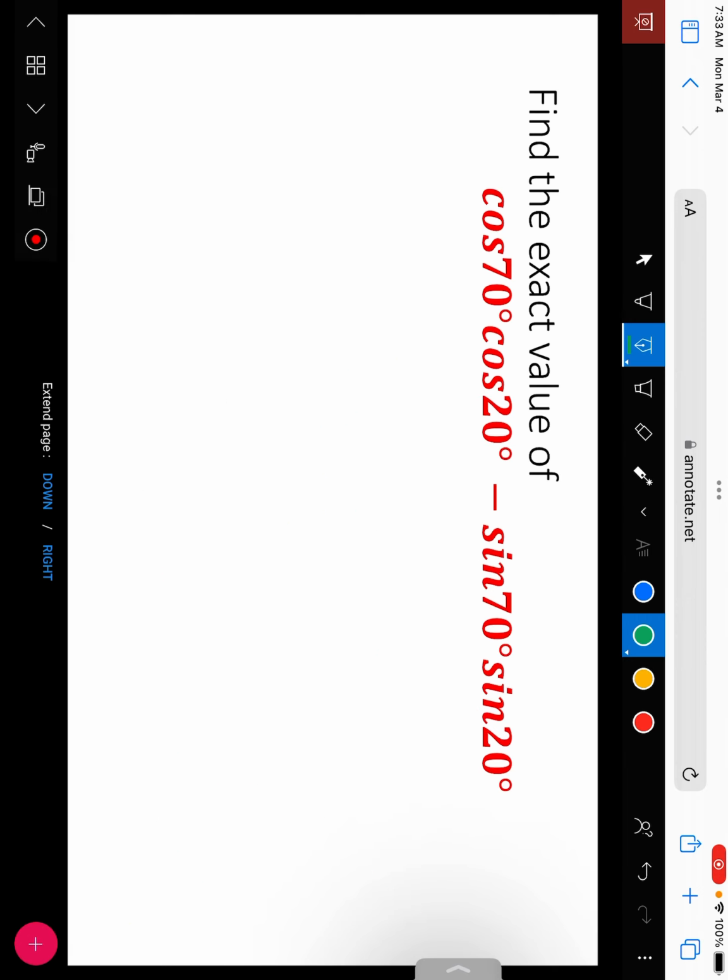Okay. So now let's talk about, when we look at this one, these are really, really simple to do. We just have to figure out what identity we're using. So what identity has cosine, cosine minus sine, sine?